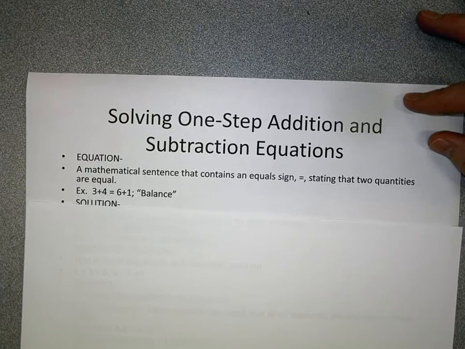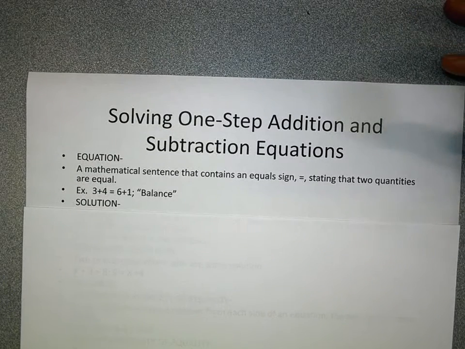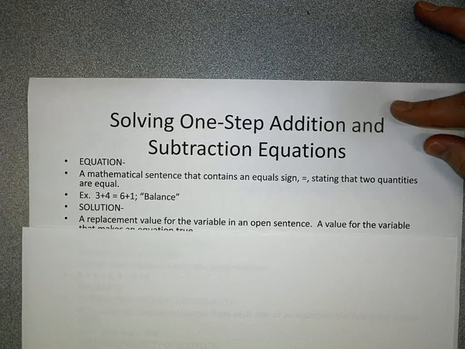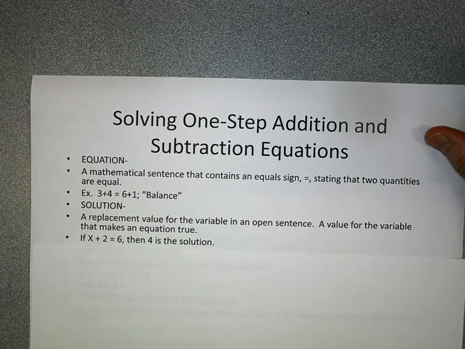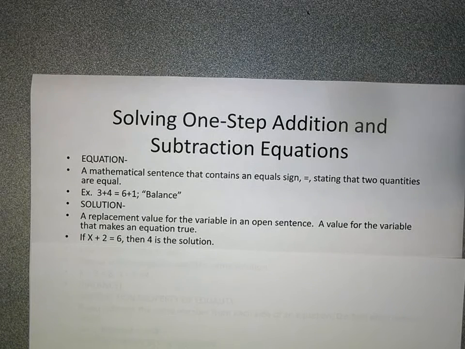Alright, the next word is solution. The book says it's a replacement value for the variable in an open sentence, a value for the variable that makes an equation true. So if you have something like x plus 2 equals 6, then 4 would be the solution. The x would be equal to 4.